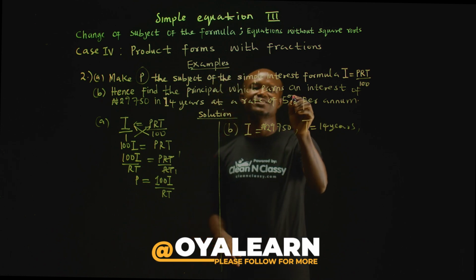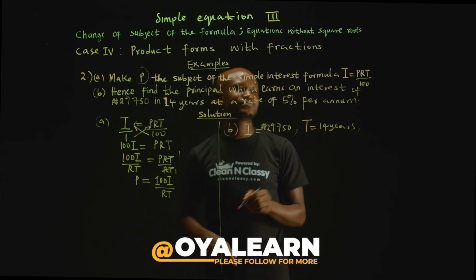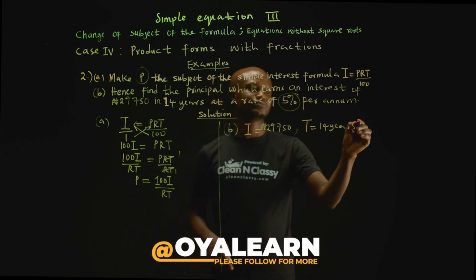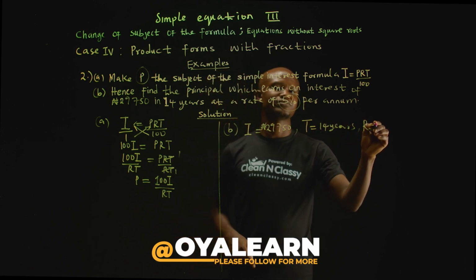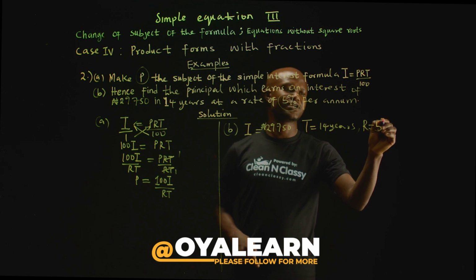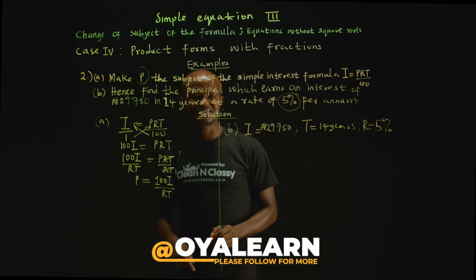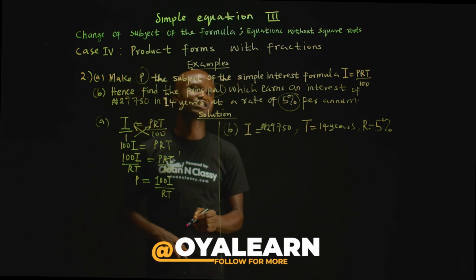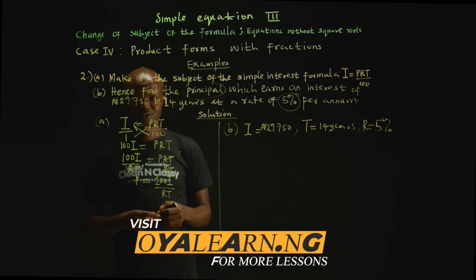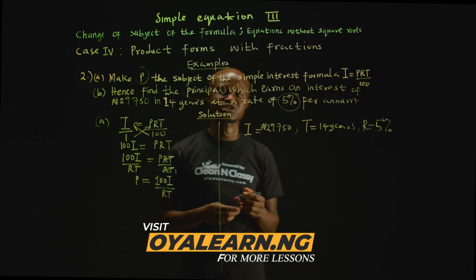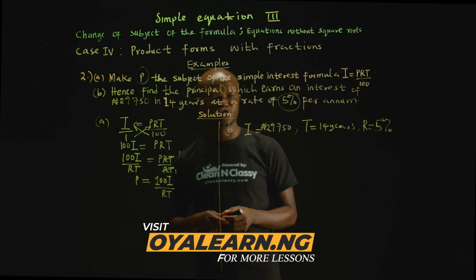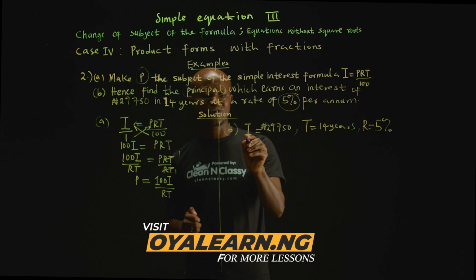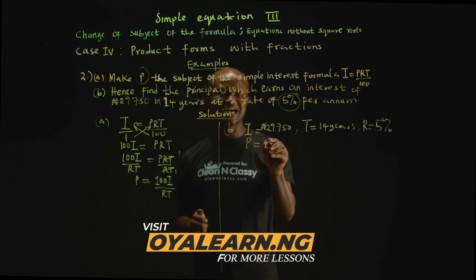And at a rate, that represents R. R equals 5%. So in this case, since we want to find the principal, and the principal is denoted as P in this question, we are going to use the results of the first part of this problem to solve the second part. So we have P equals 100I divided by RT.